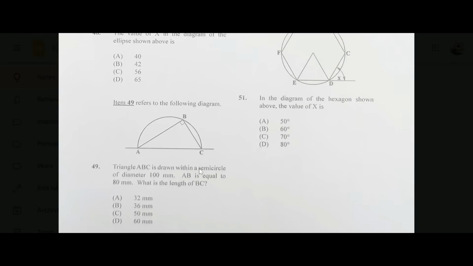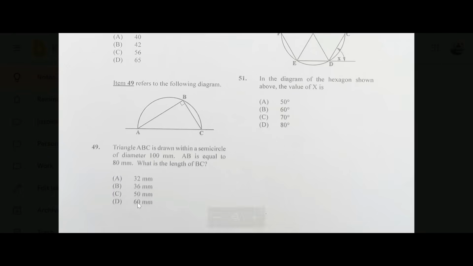Triangle ABC is drawn within a semicircle of diameter 100. So AC is 100. AB is 80. What is the length of BC? The length of BC is 60. All right, the length of BC is 60. I know this because I calculated it, but I don't have a simple way to tell you how to work it out. But the length of BC is 60.